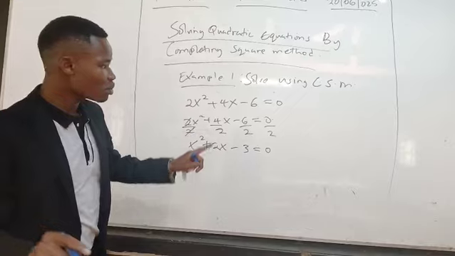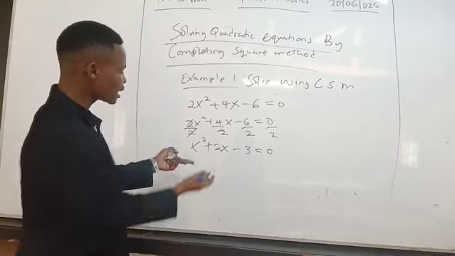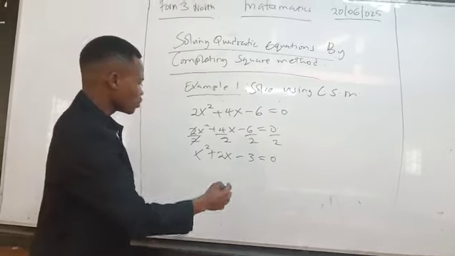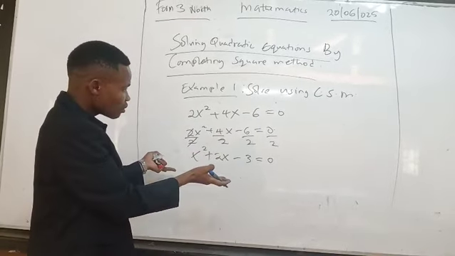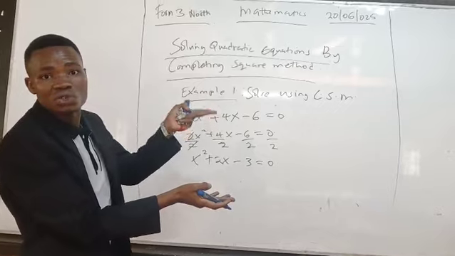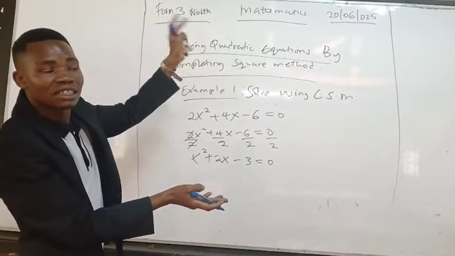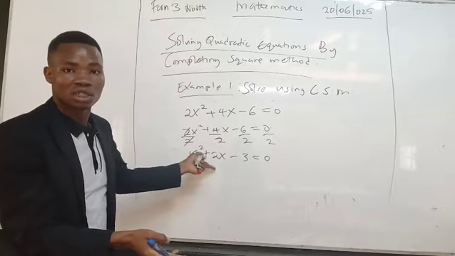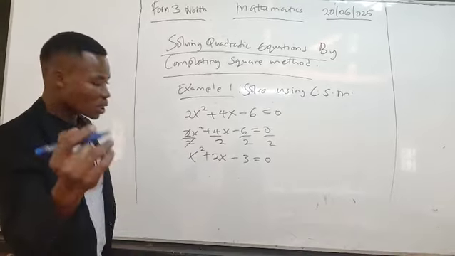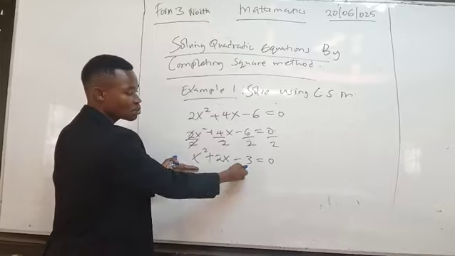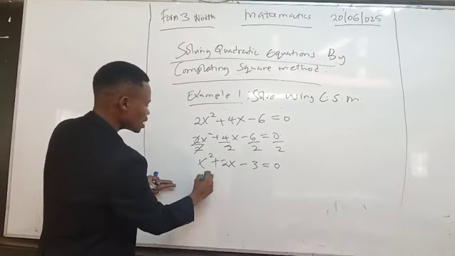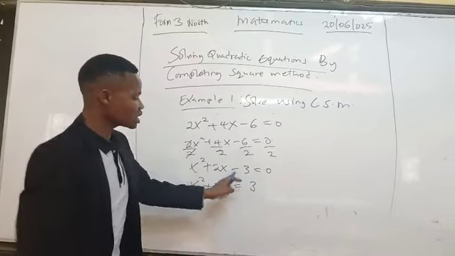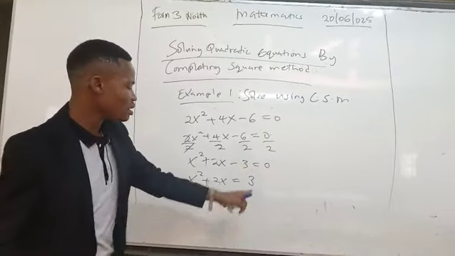The next step, we will rearrange so that we take the whole number to the other side. We will also use this application in finding the center and the radius of a circle, so it is very important that you notice this. Let us take this 3 to the other side. So x squared plus 2x is equal to 3, because 3 crosses the equals sign to become positive.